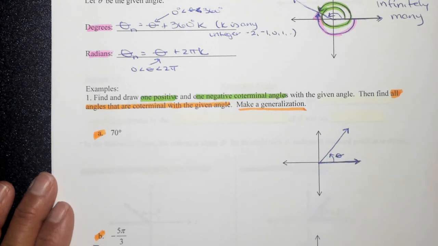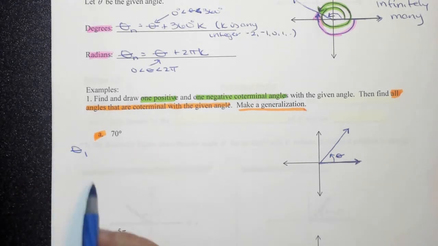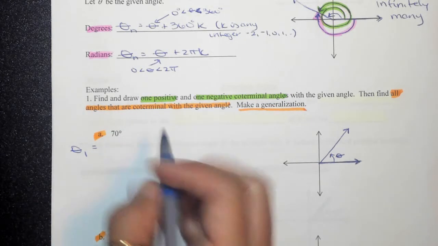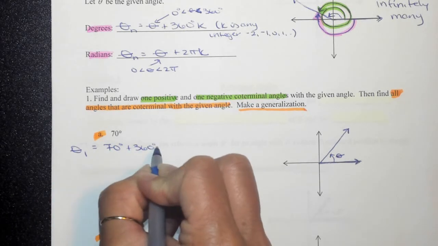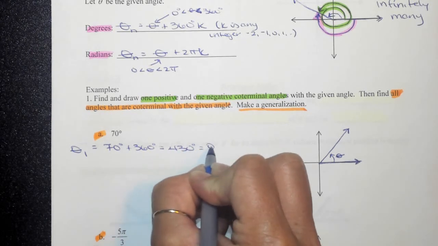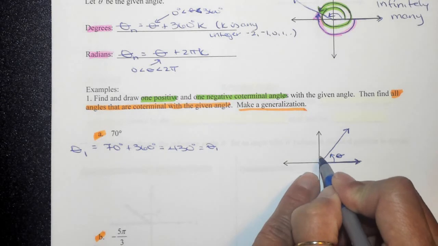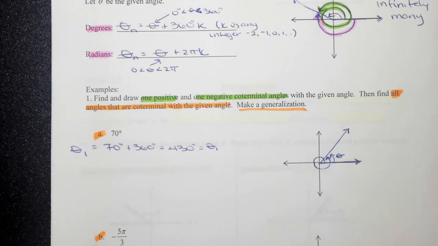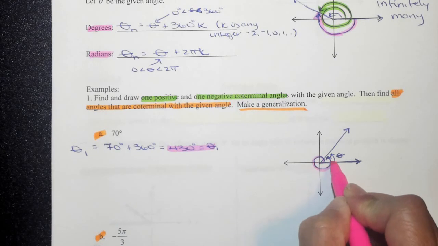Okay, so now if we say theta sub 1, meaning in degrees, okay, we want the positive coterminal angle. We're going to take 70 degrees plus 360 degrees, and this will give us 430 degrees, which is theta sub 1. So basically what I'm saying is 1 full revolution right here, and then some. So I'm going to say this is pink, and I'll highlight this here, just like that.